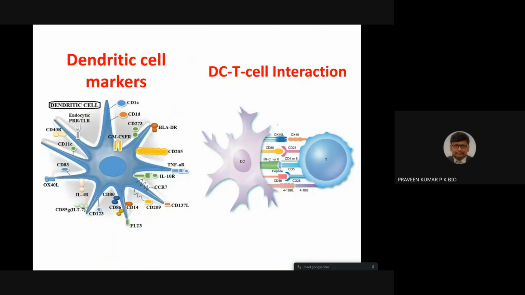So, dendritic cell markers. In my PhD research, I worked extensively on dendritic cell markers. I found that in human dendritic cells we have around 162 markers. Out of 162 markers, the most important markers to measure T cell activation are CD80 and CD86, because these are co-stimulatory molecules. These co-stimulatory molecules interact with CD28 of the T cell.